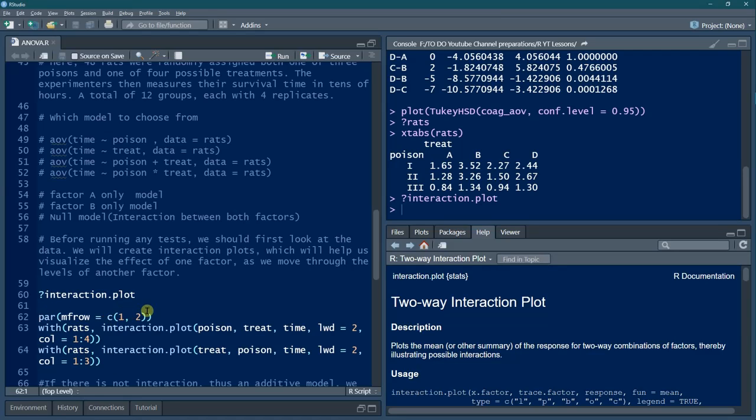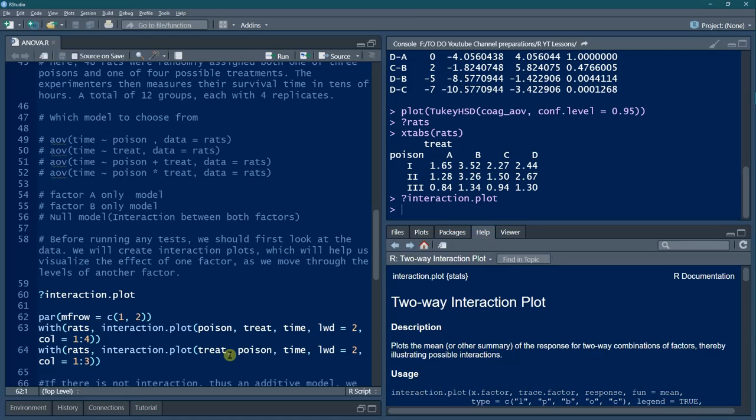The par with mfrow, 1 row and 2 columns. There are 2 plots here. Here I am using interaction.plot, poison, treat, time. Line width is 2, color is 1:4. When you use with, this data will be applied here. These variables will be found from this data.